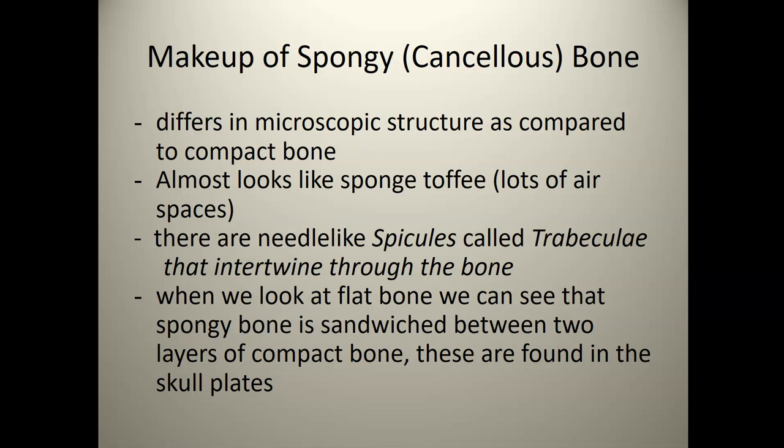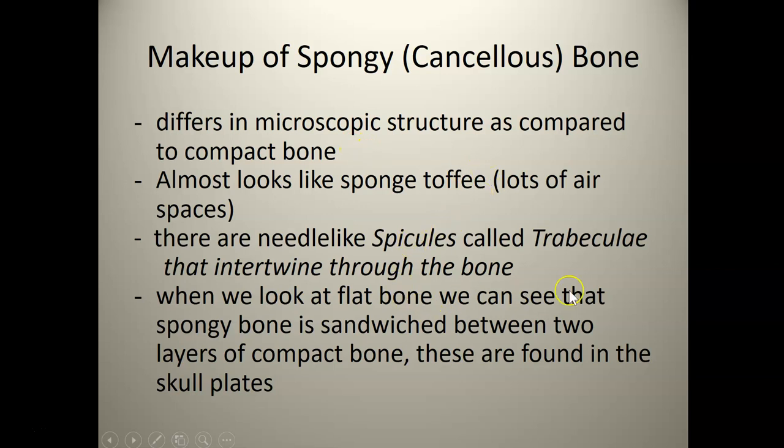Spongy bone is different. It looks a lot different under the microscope. It actually looks like sponge toffee. There's lots of air spaces. And between these air spaces are needle-like spicules, so think of spikes called trabeculae, and they intertwine all the way through. So imagine a bone that has an outer shell of compact bone, but inside is all spongy looking. Almost, I say, it looks like sponge toffee.